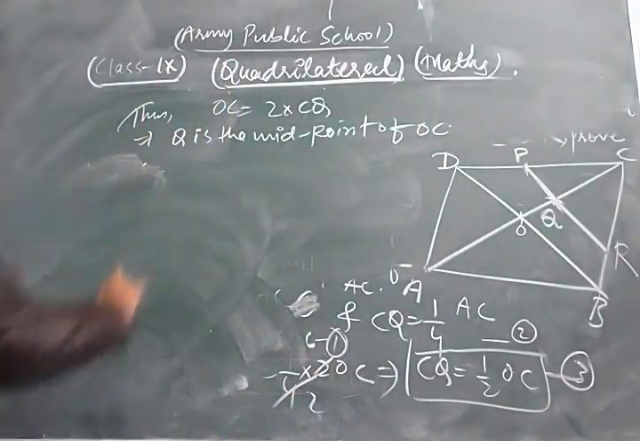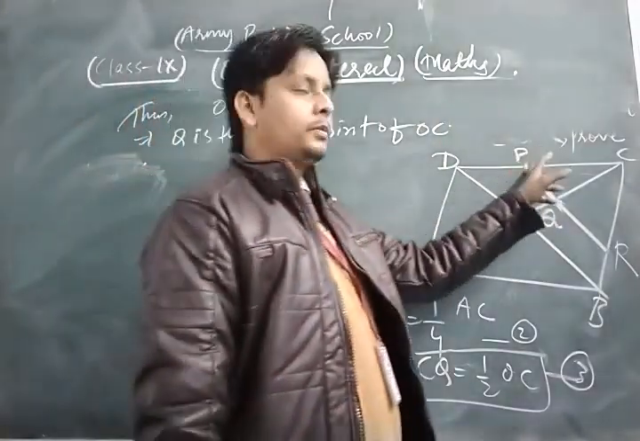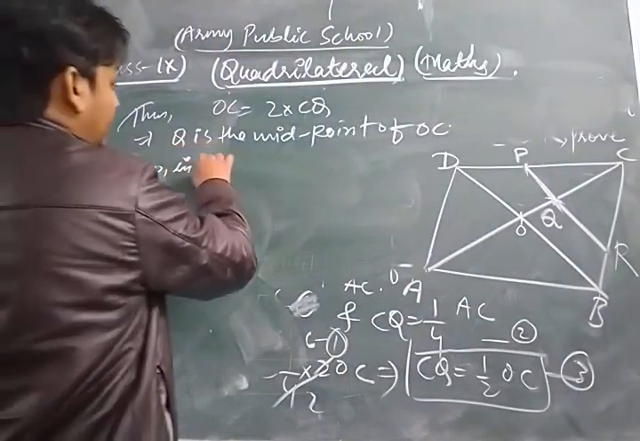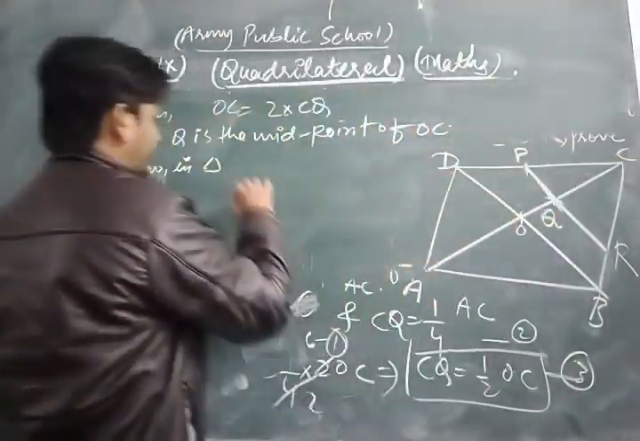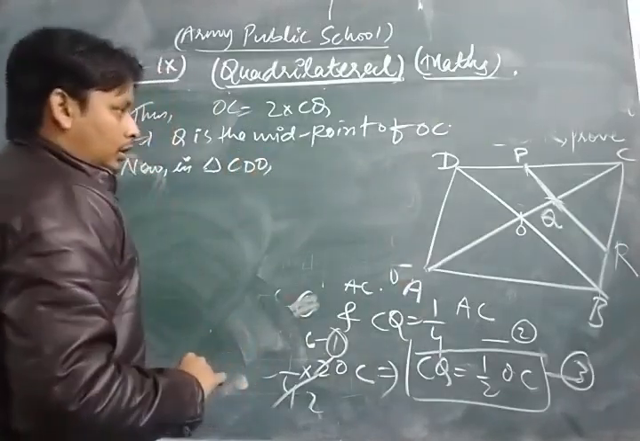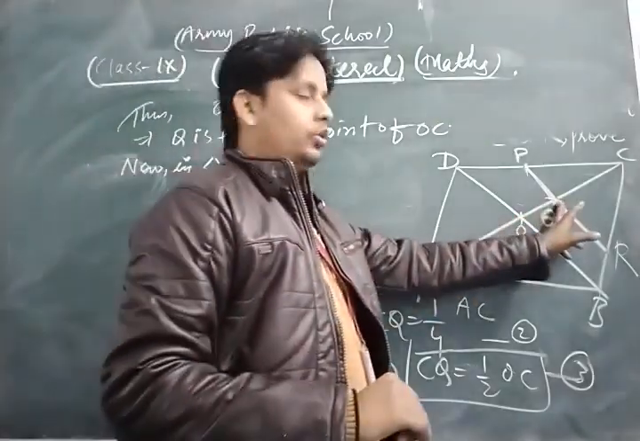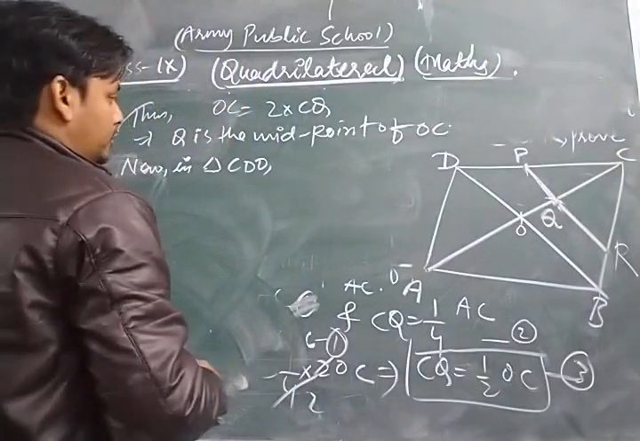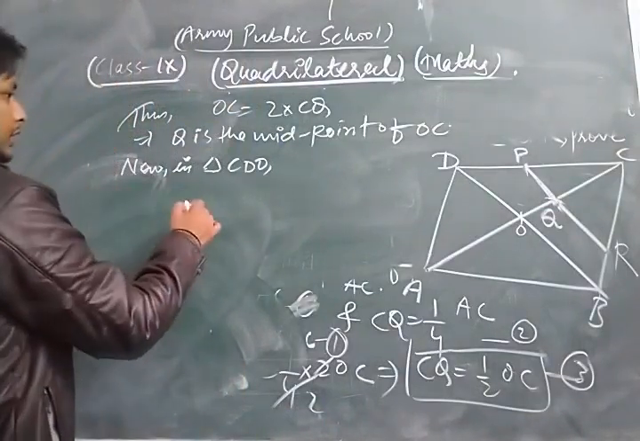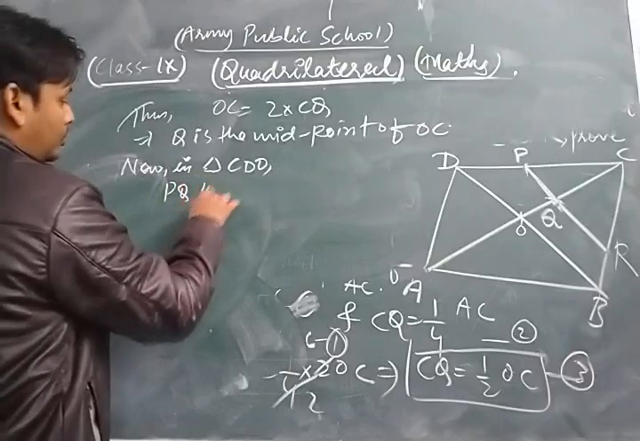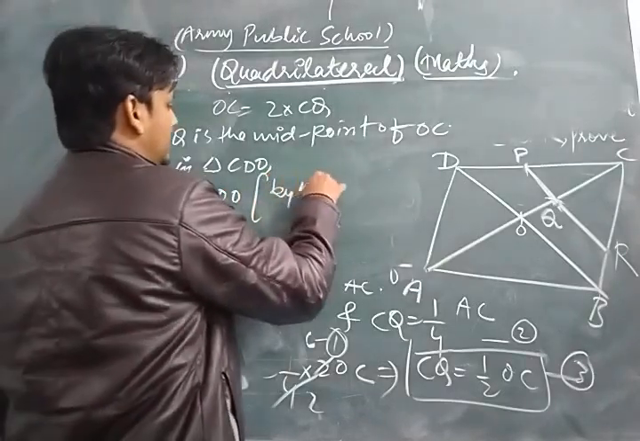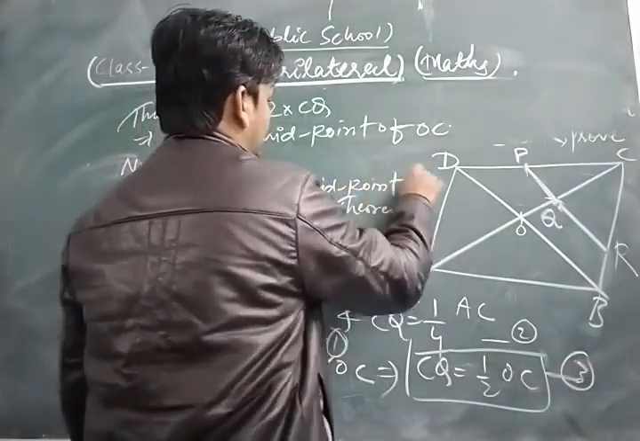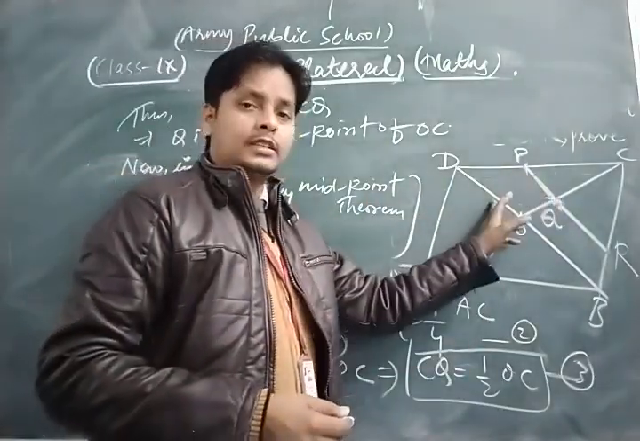Now, according to the question, P is also the midpoint of CD. Now in triangle CDO, P and Q are the midpoints of CD and OC respectively. Thus PQ is parallel to DO by the midpoint theorem.